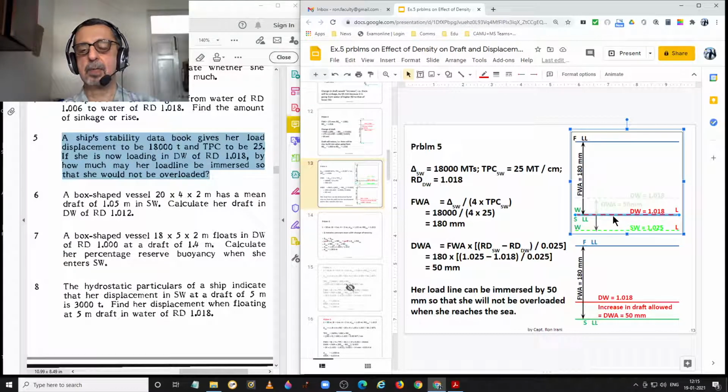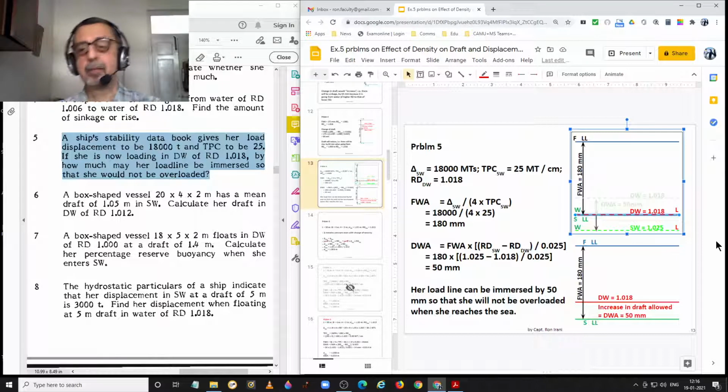In the dock water, she was floating with the water line at the top of the summer load line. And when she goes into the sea, where the relative density of the seawater is 1.025, she will automatically rise by an amount equal to the dock water allowance, which in effect means that you have underloaded the ship, because when she is in the sea, in salt water, RD 1.025, that is when the water line must be at the top of the summer load line.